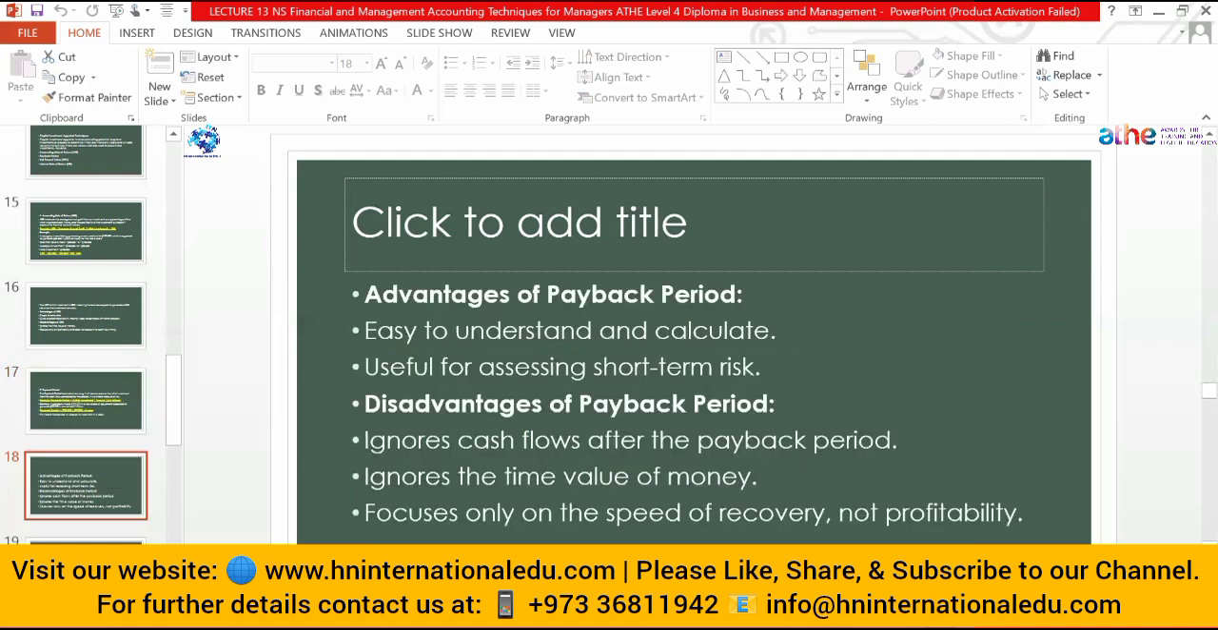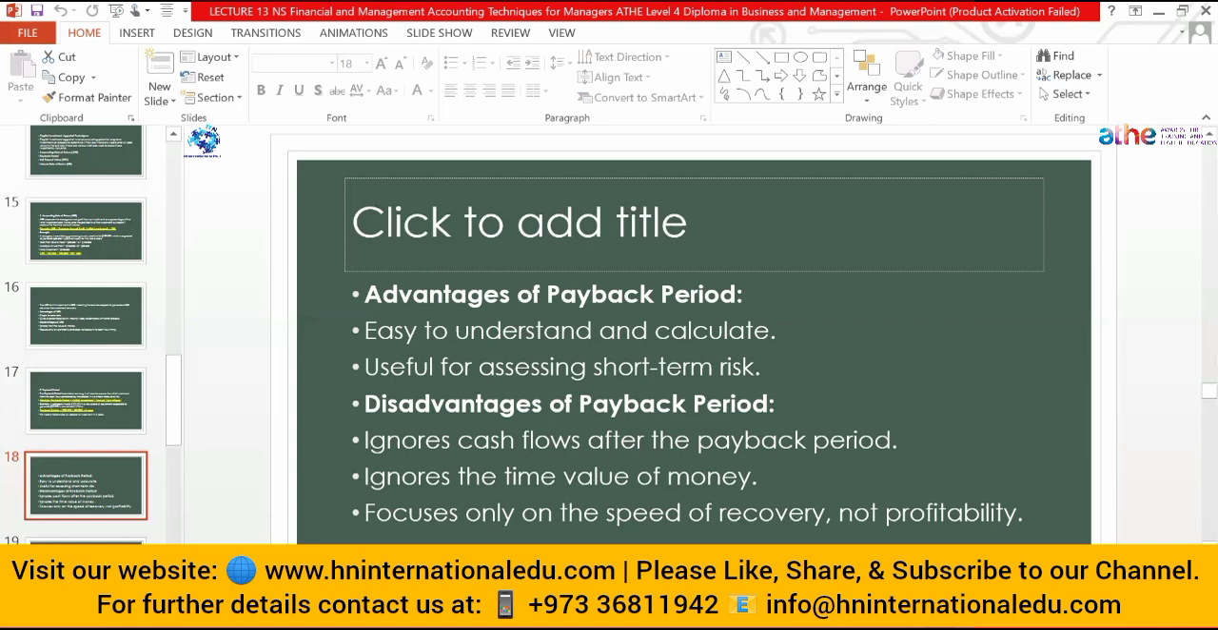It's easy to understand and calculate, and useful for assessing short-term risk. Sometimes when we are doing big investments, for example, we are new in the market and we have invested in an XYZ company without knowing its financial viability or its goodwill. Now we need to see whether it is going to be fruitful or not. Sometimes your investment gets into a loss too. So that is why it's a short-term risk.